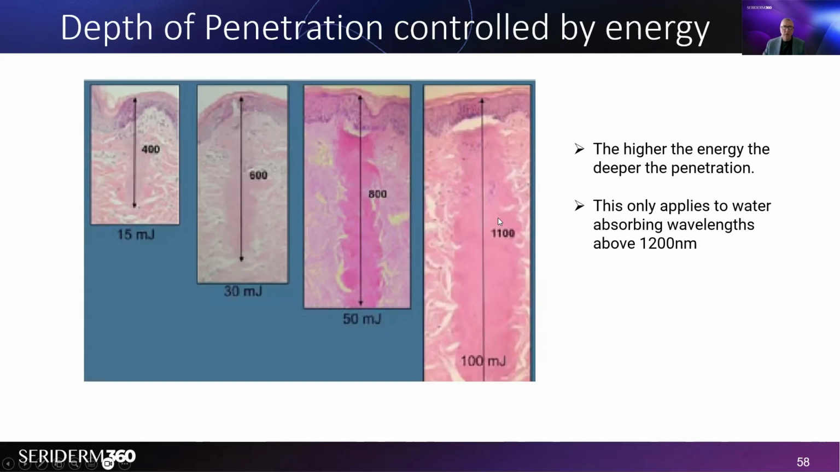So we know that we control depth of penetration by the energy. There is a slight difference when we particularly look at the CO2, where the smaller the spots are, the deeper it'll go, but it's still controlled by the energy. In this particular machine that I was using in the past, the 1565, 15 millijoules will take us to 400 microns. 100 millijoules will take us to 1100 microns. So the higher the energy, the deeper the light will go.